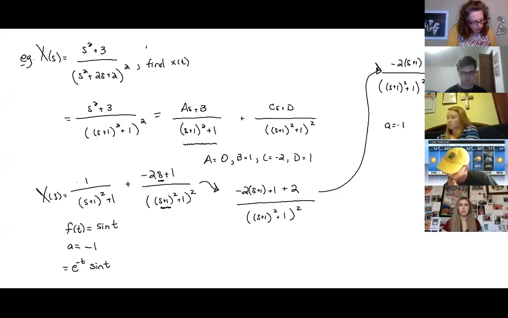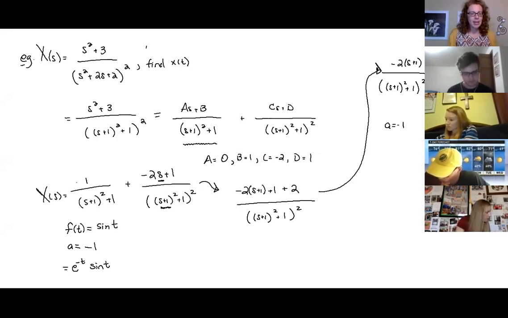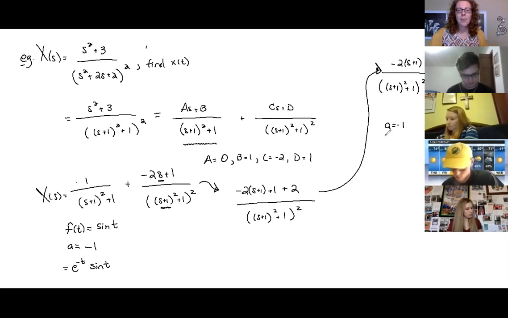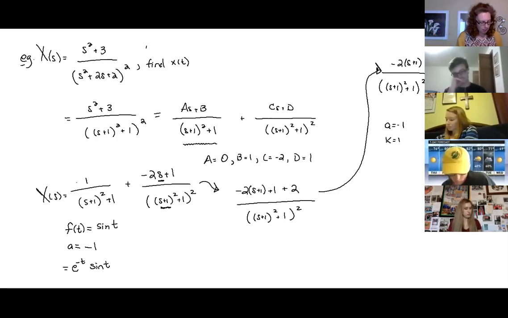1, 2, 3, 4, 5, 6, 7, 8, 9th and 10th lines. Yes, 9th and 10th lines in that right-hand column. Do we see those 9th and 10th lines in that right-hand column? If I just had s's and not s plus 1s, 9th and 10th lines in that column. For each of these, k is equal to 1. I was a little bit nice to you, 9th and 10th lines.